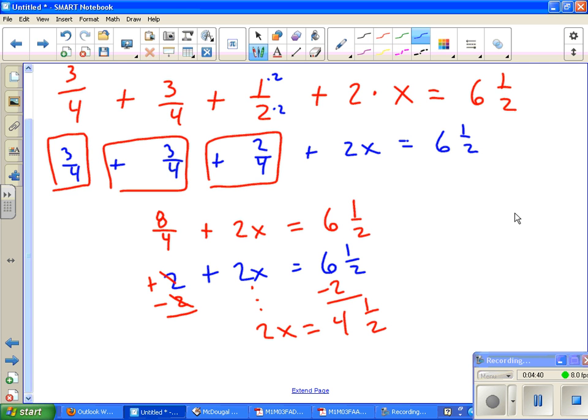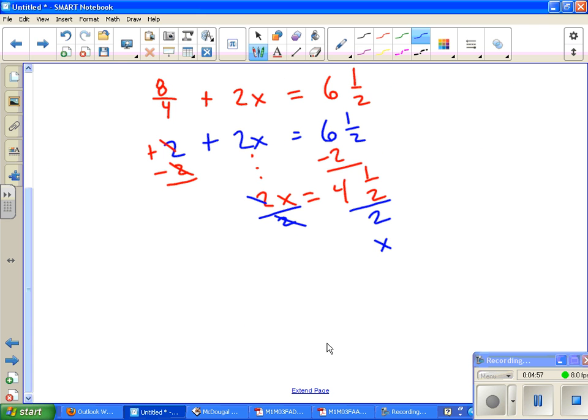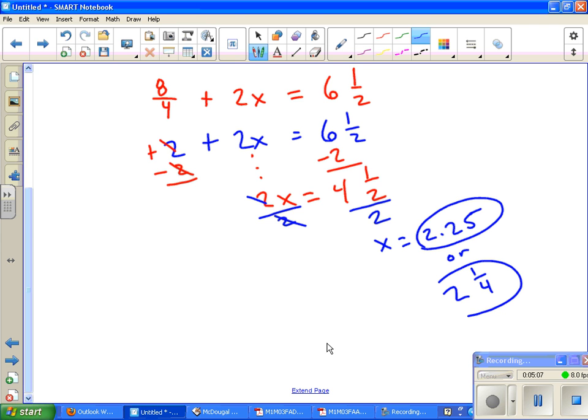At this point, you have 2 times x, or multiplying by 2, so divide by 2 and it'll cancel out. Divide the right side by 2, and since we're using calculators anyways, 4.5 divided by 2 is going to give you x's value. X's value equals 2.25, or x's value is 2 1/4 of an inch. So both of those answers would be acceptable. 2.25 or 2 1/4.